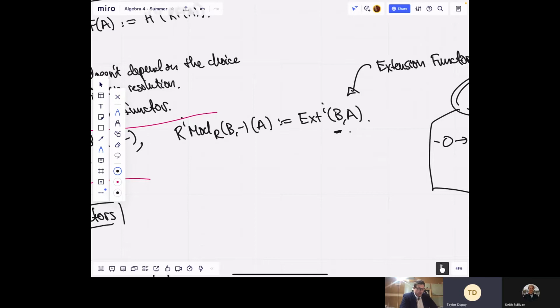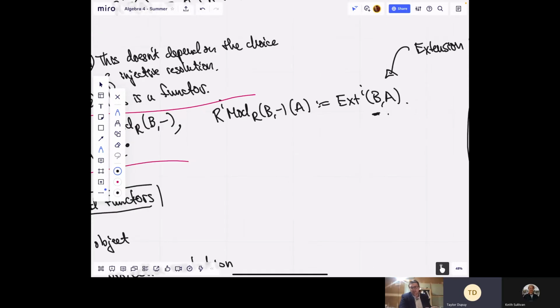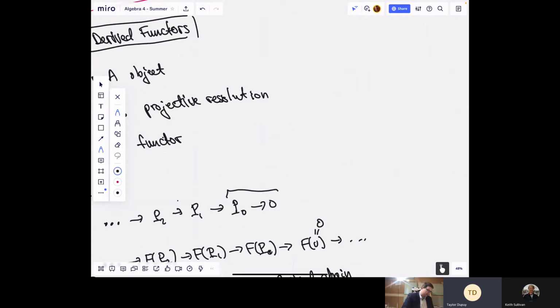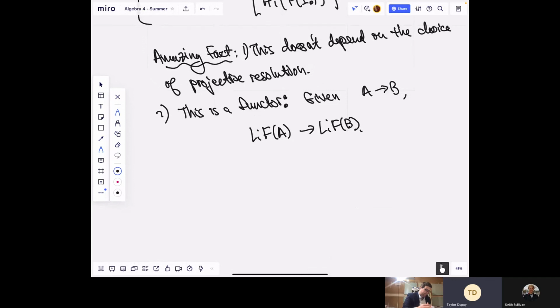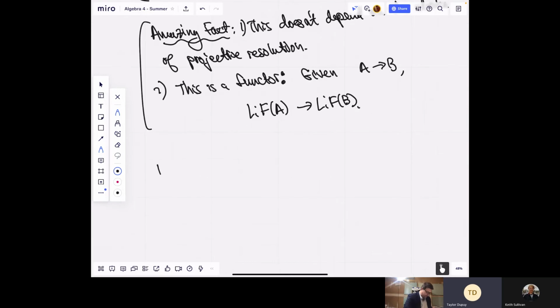So there's a lot of things which seem like they depend on lots of choices, but everything ends up being well defined, and it's a homological algebra thing. It's an up to homotopy thing. Okay, so the main example: these are the Tor functors, Tor_i^R of M and N.